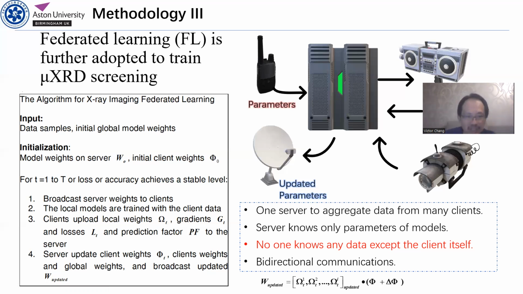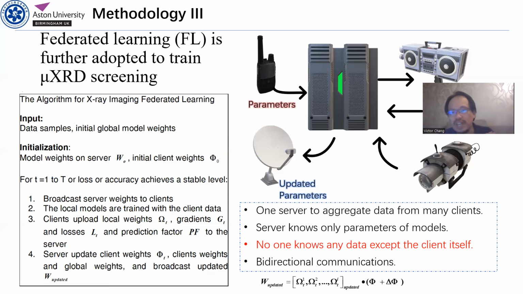Once it's done, it then broadcasts, so that no one can aggregate data from many clients. The server knows only the parameters of the model. No one knows any data except the client itself. Bidirectional communication ensures that this can be done. So we achieve privacy this way. Only you know what you are processing, and nobody else would.